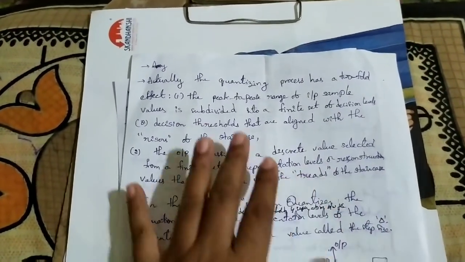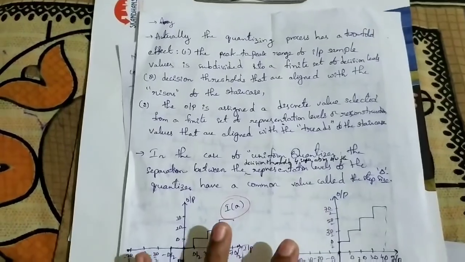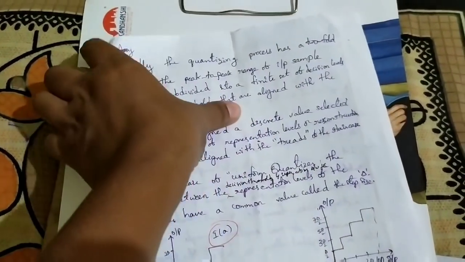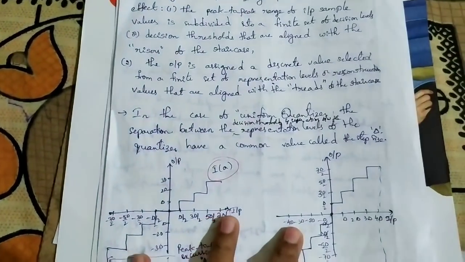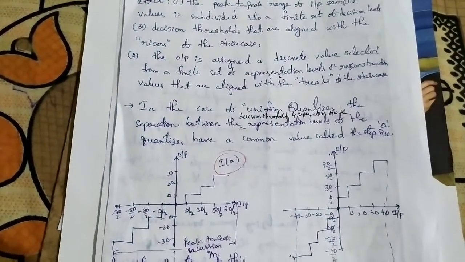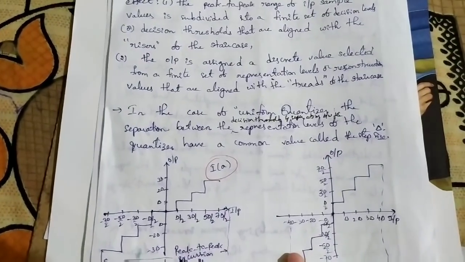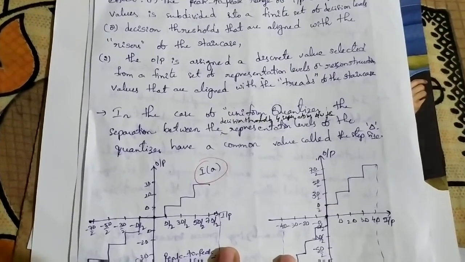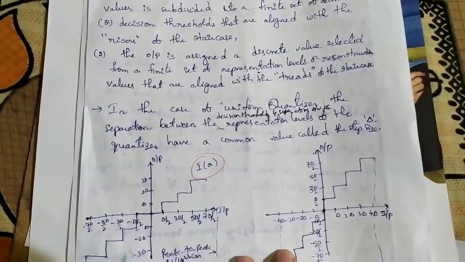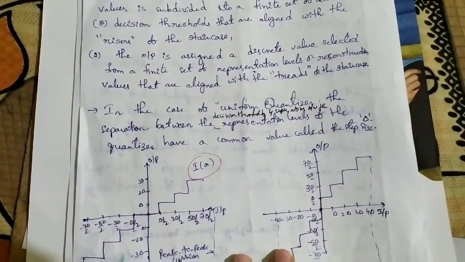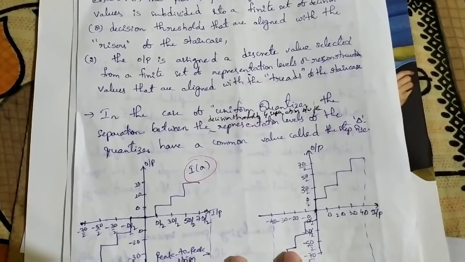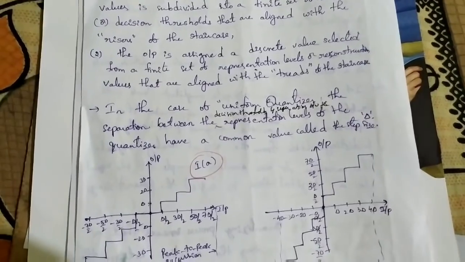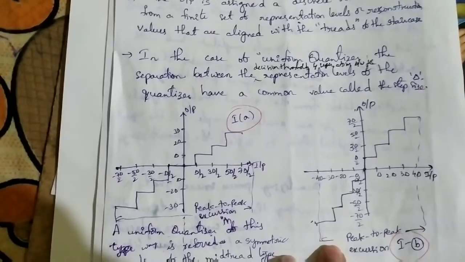This you should also remember, very important for competitive exams: which one is called uniform quantizer and which one is called non-uniform quantizer. The uniform quantizer has the same value; that is, the separation between the successive decision levels and between the successive representation levels has a common value, delta. If it differs, then it is called a non-uniform quantizer.